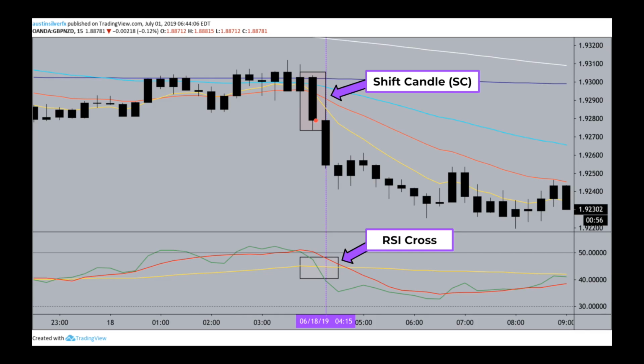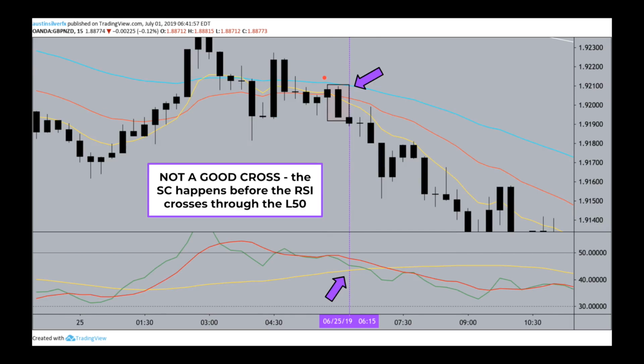I'd want to be in here on the close at 4:15, not 4:09, not 4:03. You wait for the candle to close. You get in at 4:15, stop at the entry candle open price plus your spread.